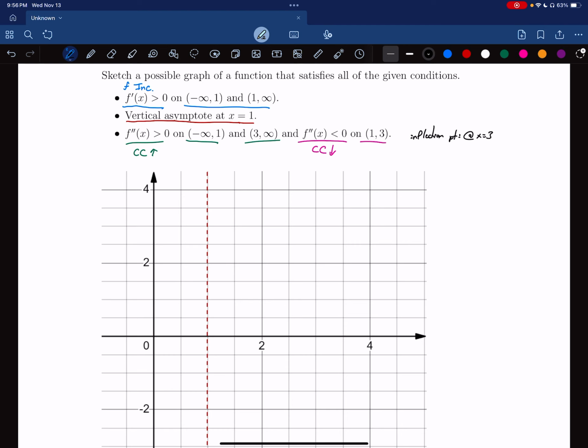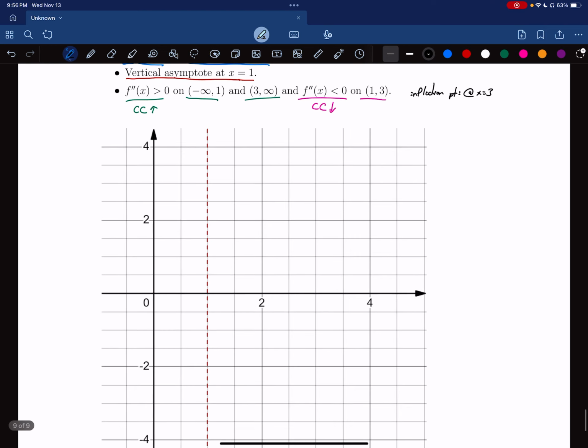So starting at negative infinity, we know that f will be increasing, and also based on the third condition, f double prime is greater than 0, so the concavity is up. So we'll draw an increasing, concave up part of the function there. And since there's an asymptote at x equals 1, I'm not going to let that part of the graph touch x equals 1.